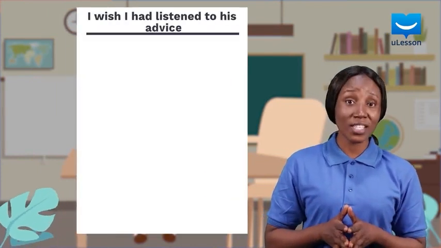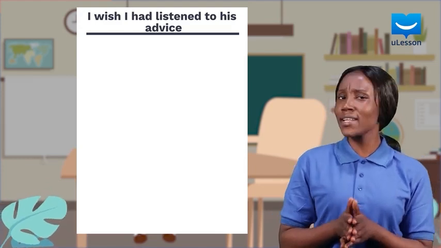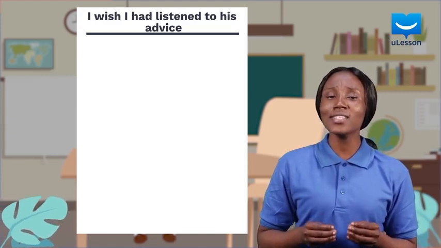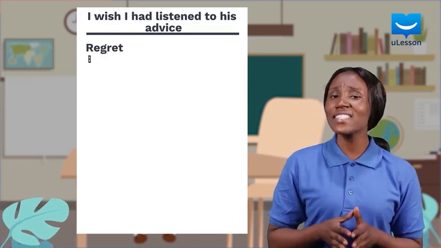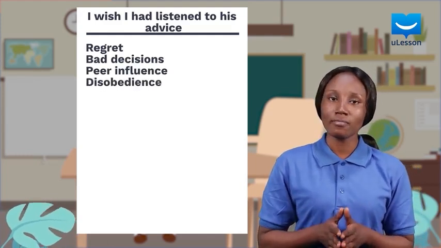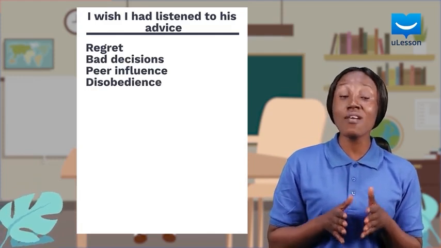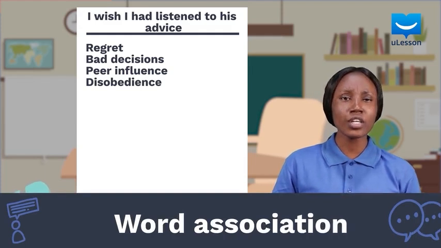Supposing you have to write a story that ends with the expression, "I wish I had listened to his advice." You already know this is a story about regret, right? Perhaps this has prompted you to think of words and phrases that are associated with regret, such as bad decisions, peer influence, disobedience, and so on. You may have noticed that it becomes easier to build a story around these words. This is called word association.